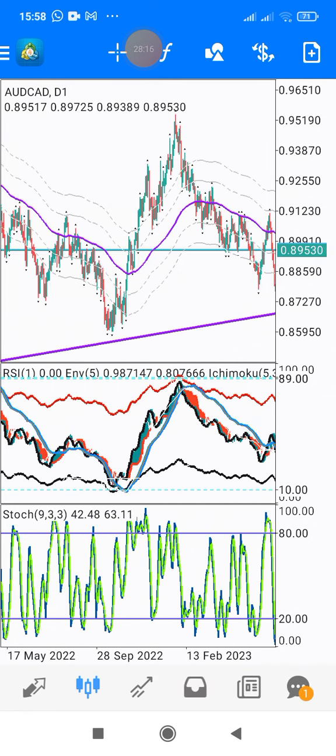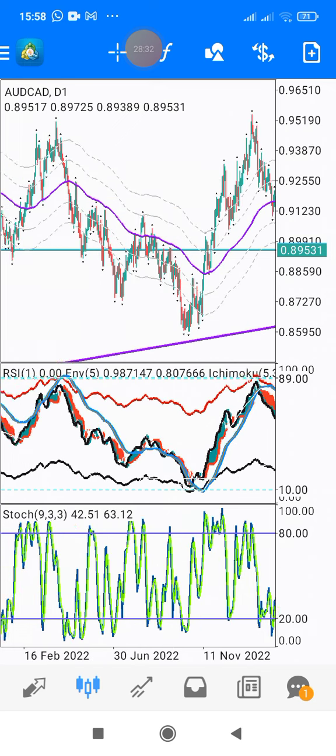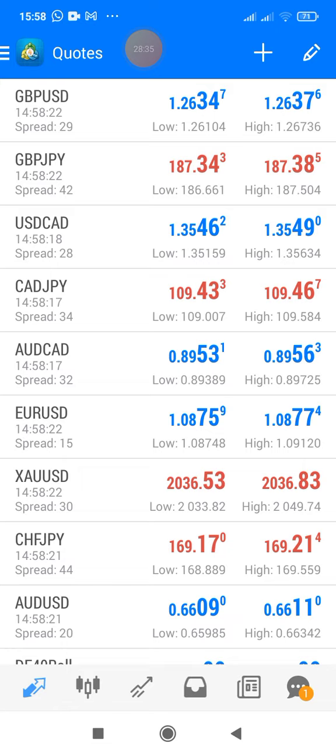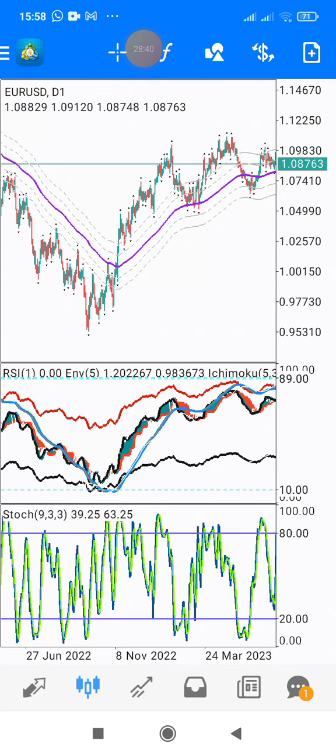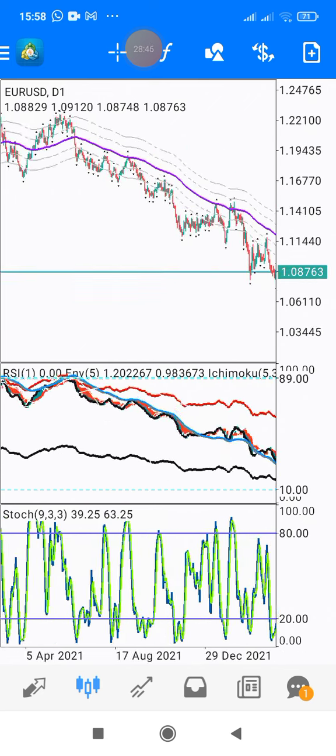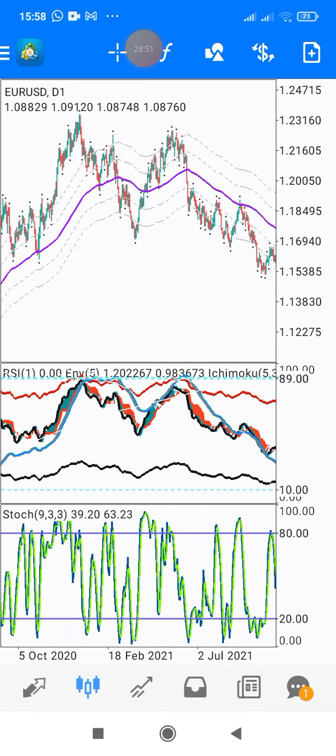So guys, for you to trade here, you need patience. Don't be in a rush, don't be greedy. There are many opportunities in the market. So just calm down. Wait. Check. Look at that, this one.